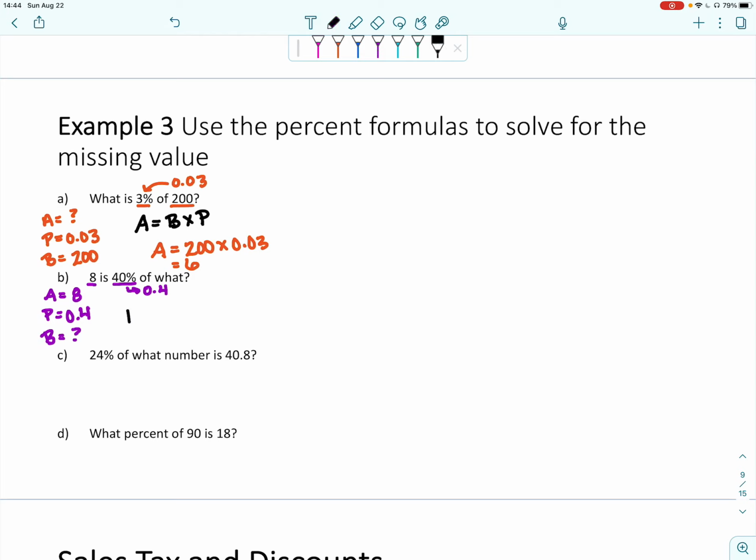So that formula is A divided by B, no, P. B equals A divided by P. So we're going to take 8 divided by 0.4, and we get 20. So 8 is 40% of 20.